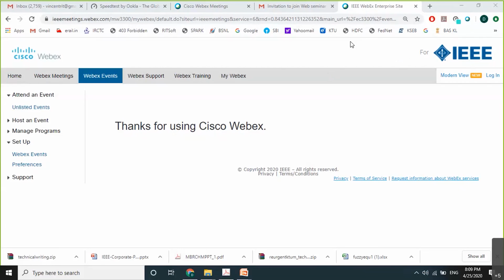Can we download the IEEE template in LaTeX? Yes, that was the question. The IEEE template is available in both Word format and LaTeX.